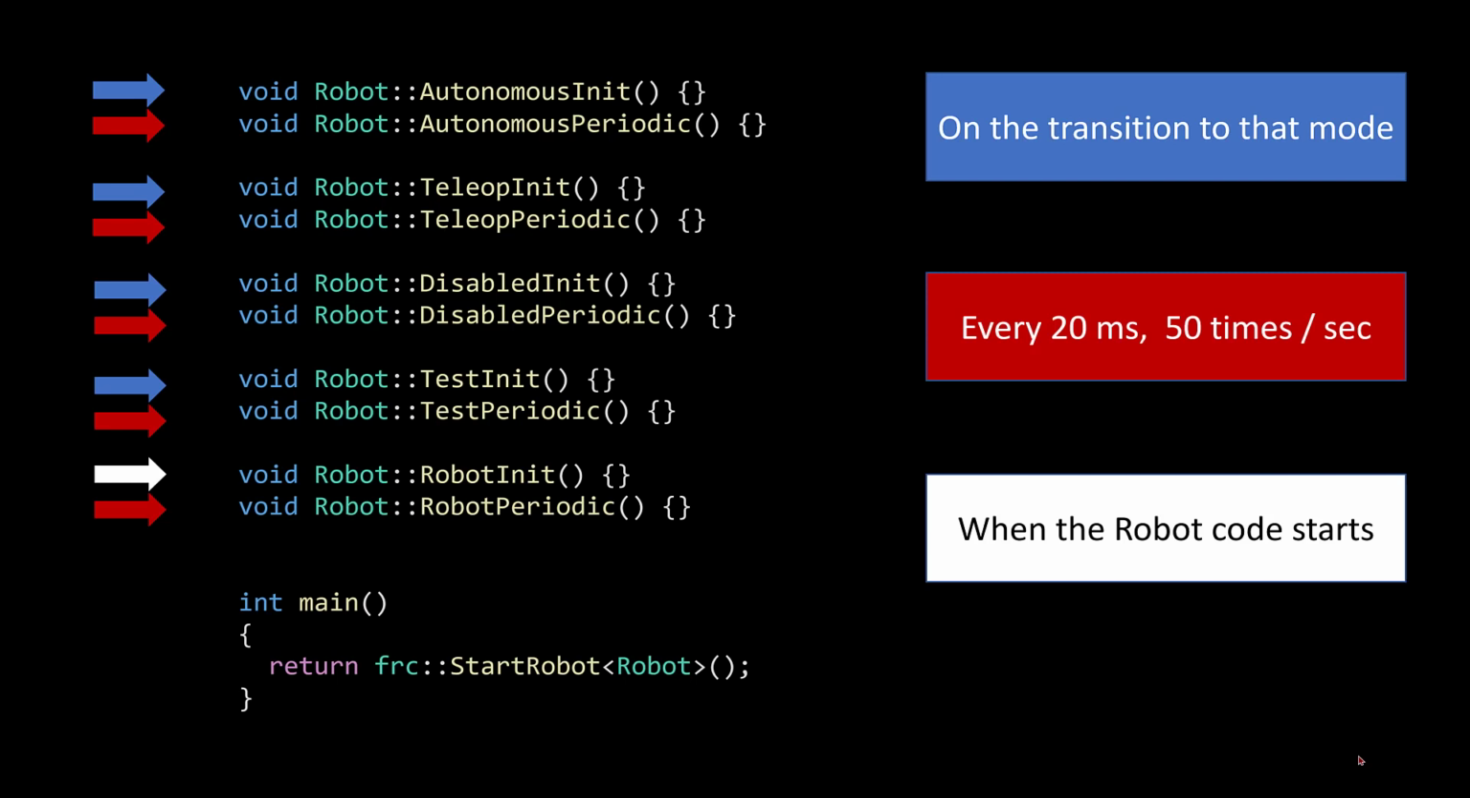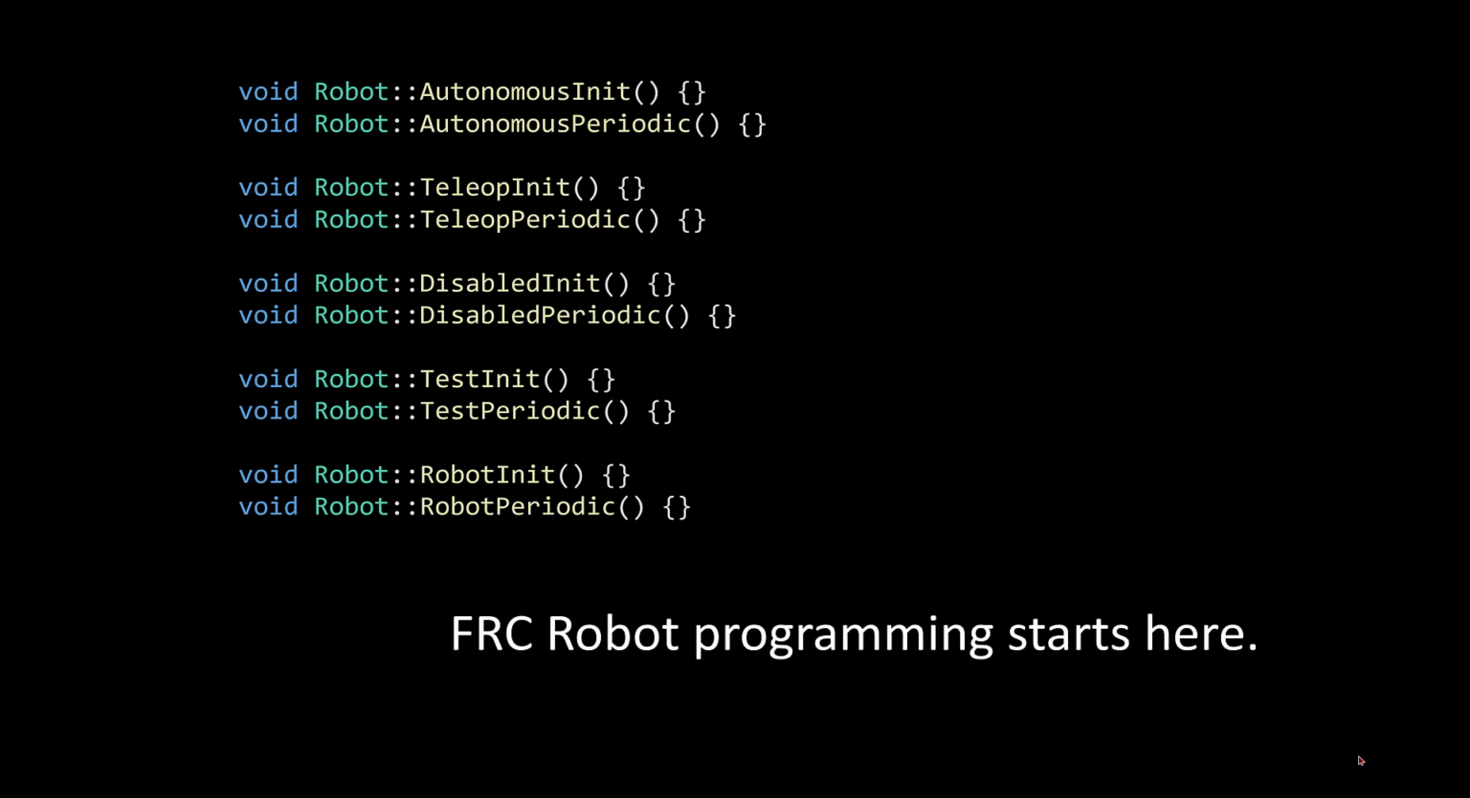The inits, all the inits except for robot init, are executed based on the enable and disable buttons. The robot init happens only when the machine boots up. Robot periodic always runs, always, after the other periodic task. If you understand this, then we shall move on, and robot programming begins here.